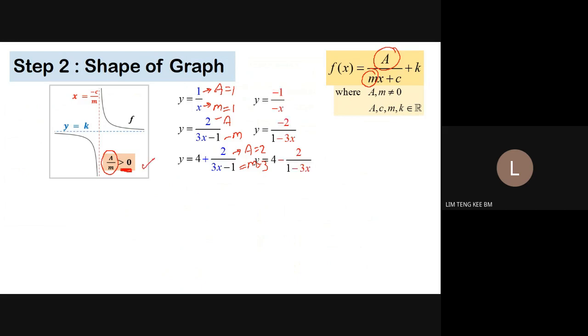Similarly, you can have the constant and also the x term's coefficient both negative. For example, A equals minus 1, m equals negative 1. So when we do the division, you find that you have A over m greater than 0. So this happens to be the shape of our graph, where we have two dotted lines there in red and in blue as the asymptotes that we need to take note of.